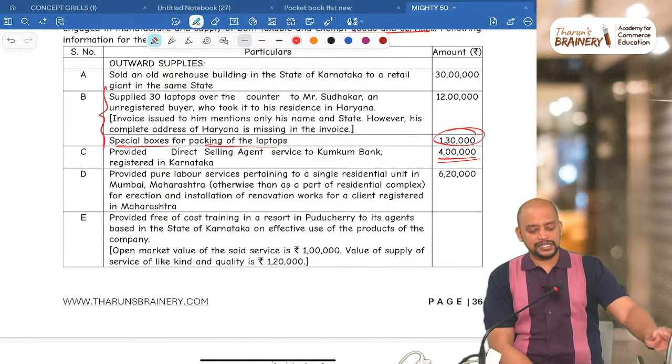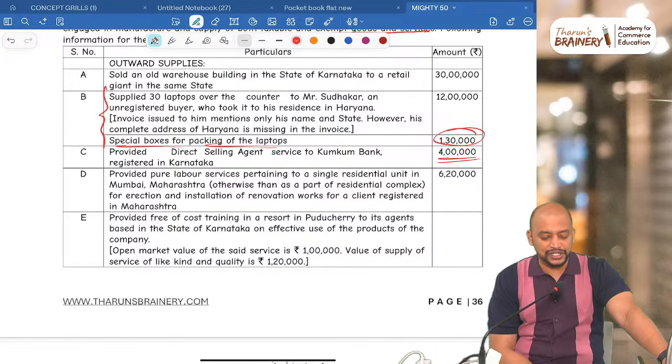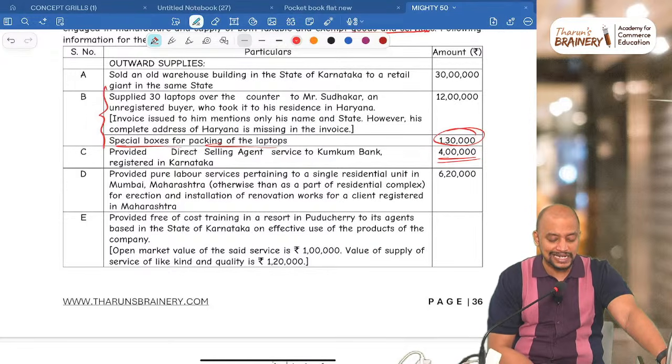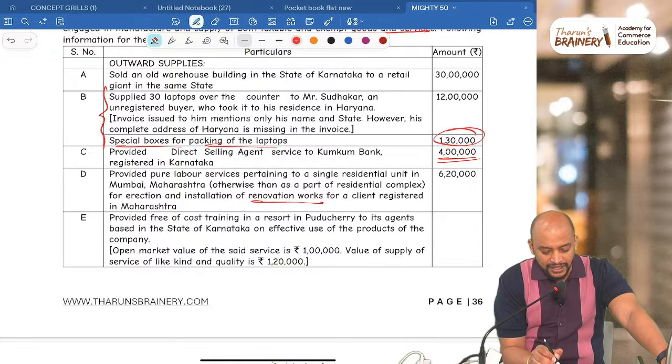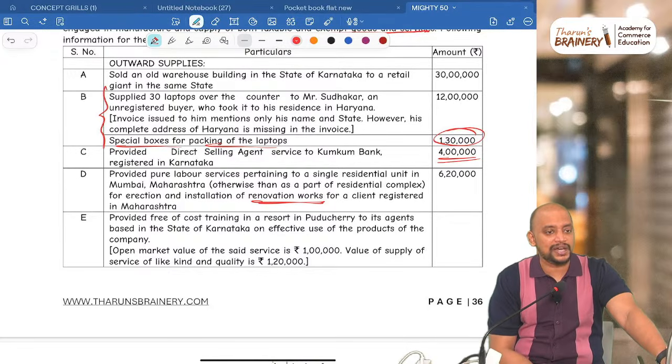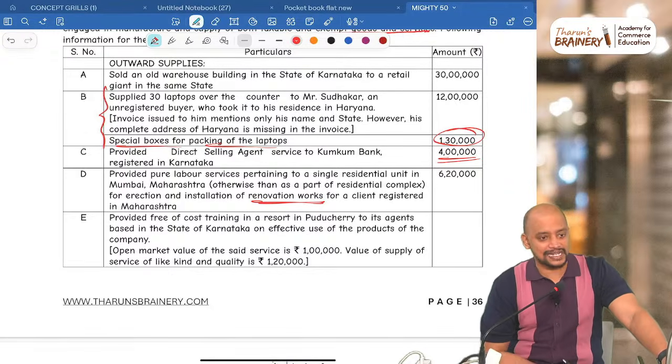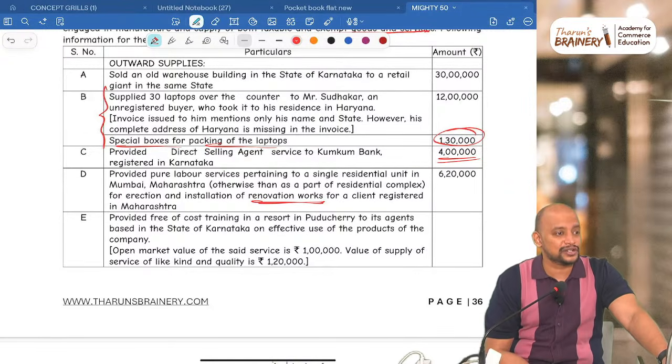provided pure labor service pertaining to a single residential unit in Mumbai, Maharashtra, otherwise than as a part of residential complex, for erection and installation of renovation works for a client registered in Maharashtra. Won't it be exempted? You ask me this question. So won't it be exempted? No. Why it is not exempted? Sir, single residential unit, only construction service is exempted. Repair and maintenance is not exempted. So renovation will fall under repair and maintenance.